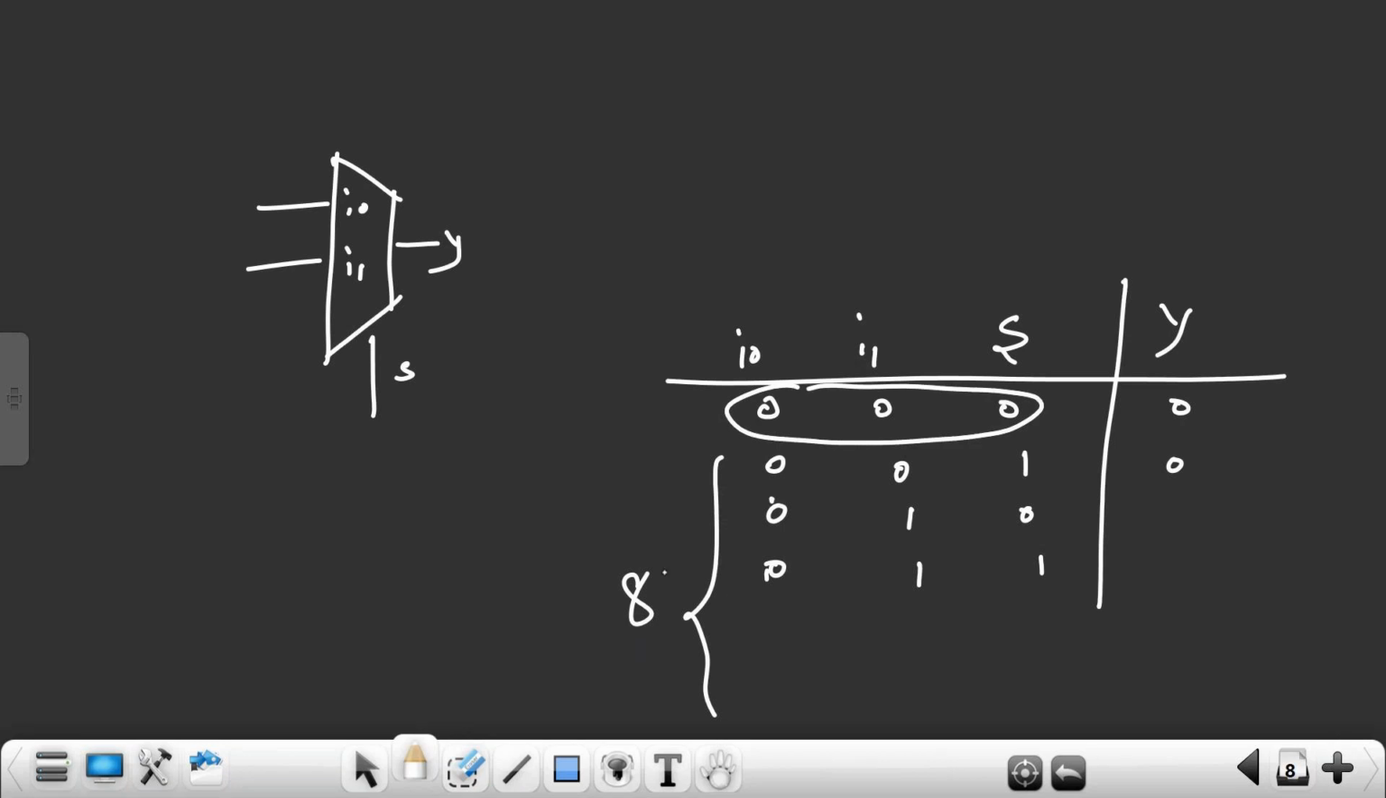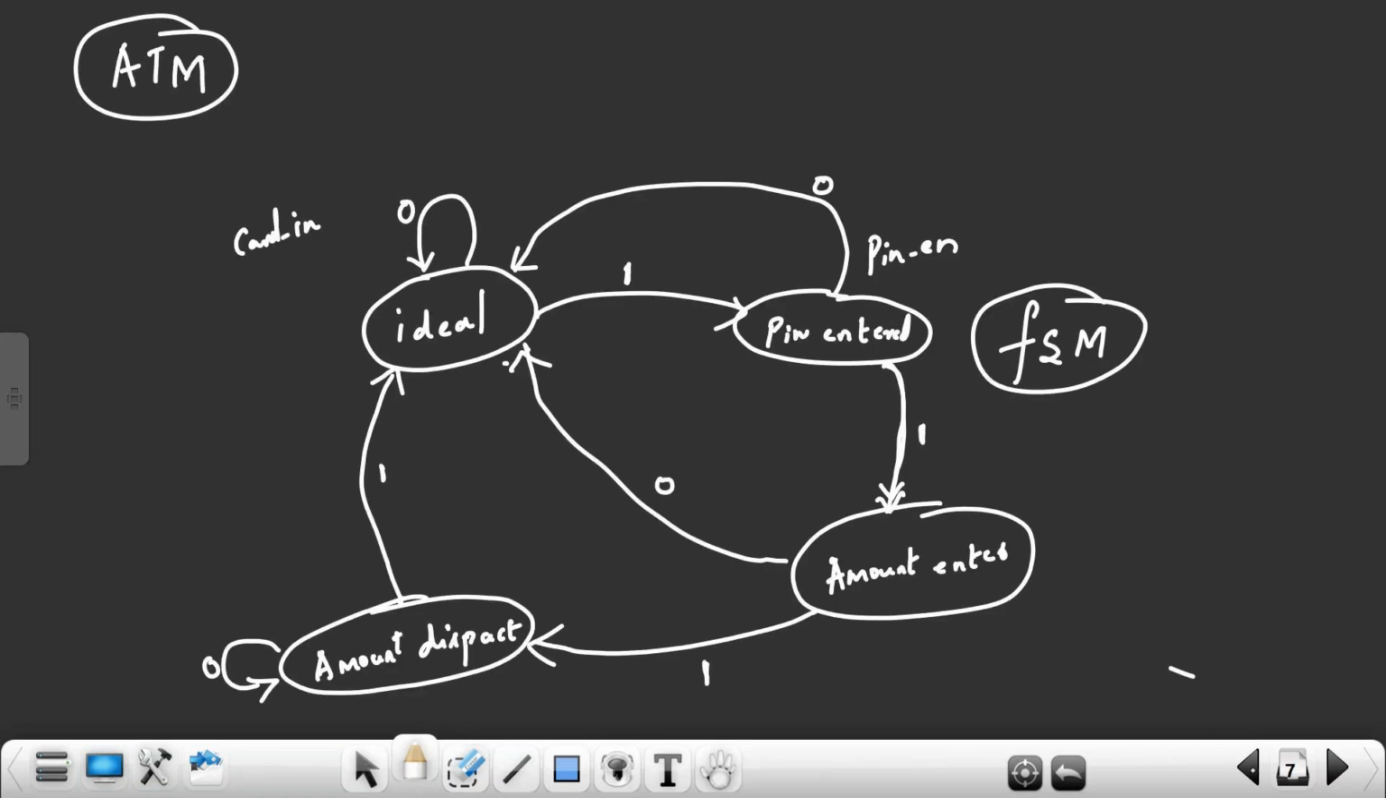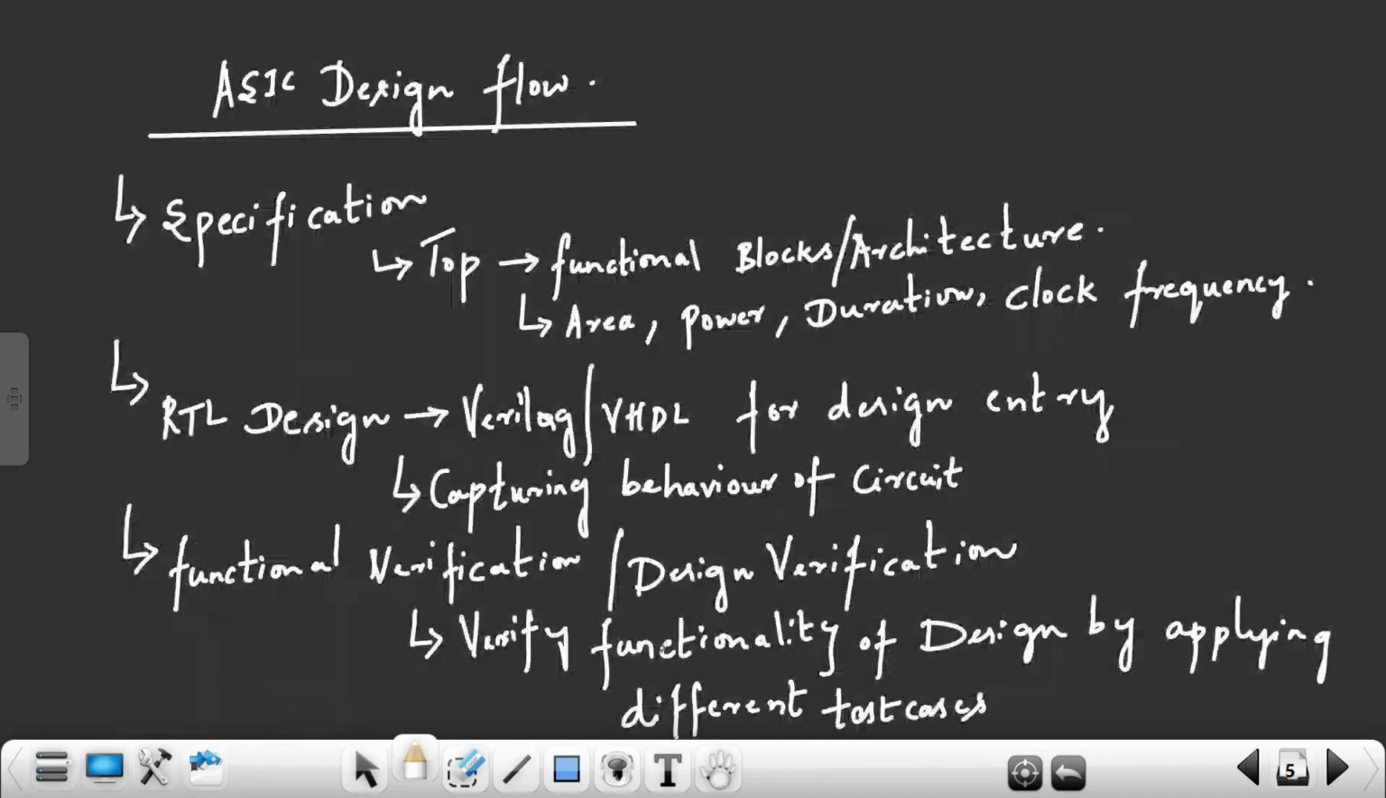But when you have 3 inputs, you have 2 raised to the power of 3 test cases. That is your 8. If you have 32 inputs, then how many test cases you will be having? 2 raised to the power of 32. It's more than 1000. So you cannot apply all of them. Then your design engineer has to plan what test cases I have to apply so that I am testing my design efficiently. Out of 1000, what test cases I have to apply? I have to decide it.